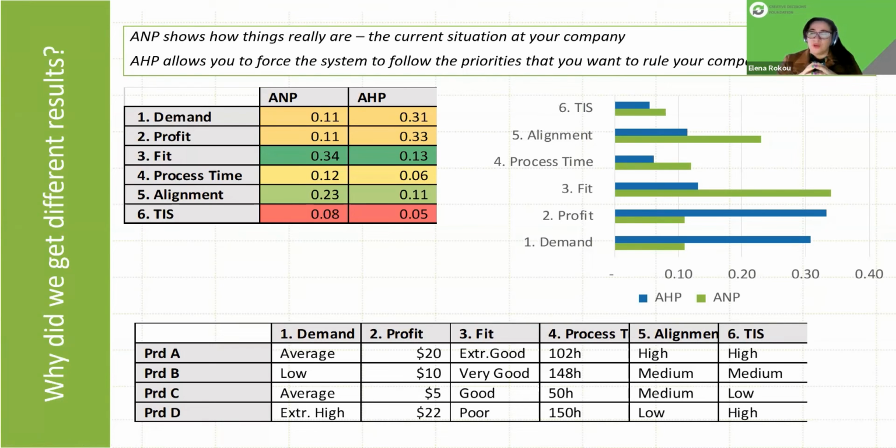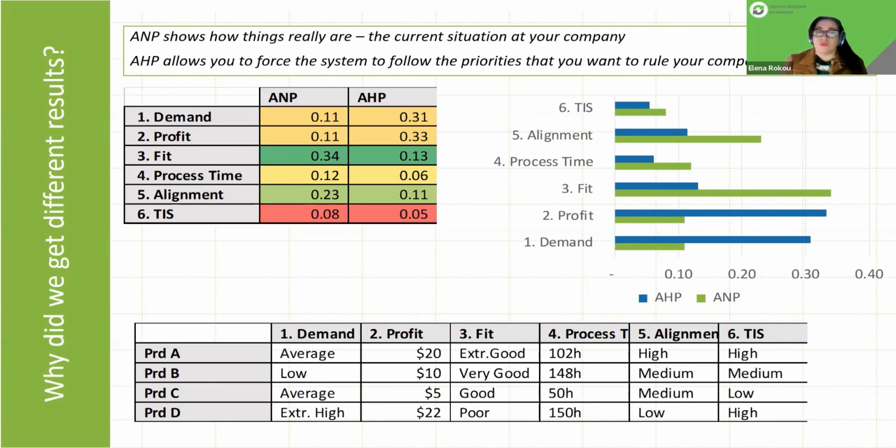ANP will show you how things really are, the current situation at your company. And the current situation at your company is that product A is the best fit from those that you have, because it fits well, it has a good alignment. While AHP allows you to tell the system, hey, I would like these priorities. If these are my priorities, what should be my decision? So we're talking about two completely different perspectives in this case.